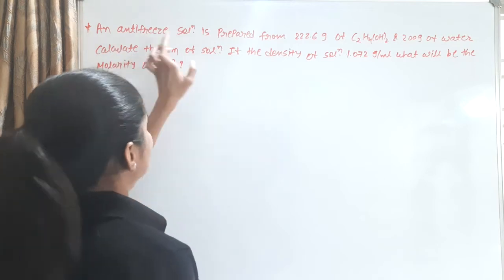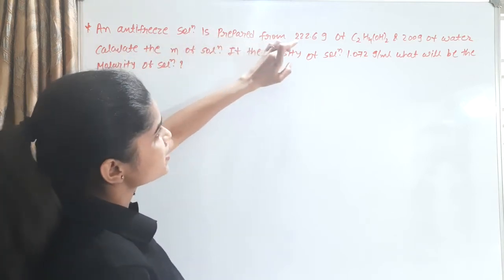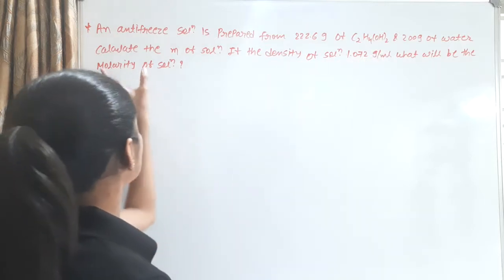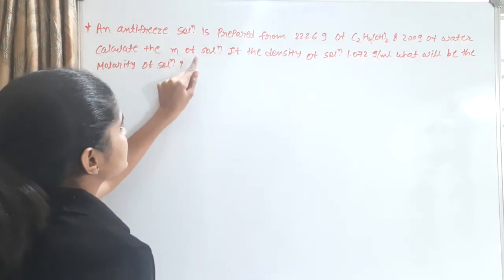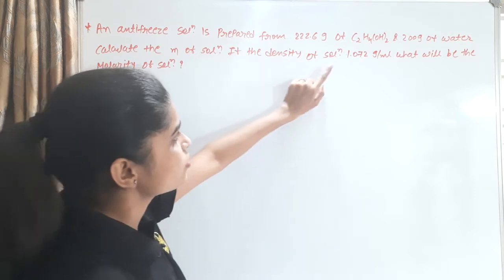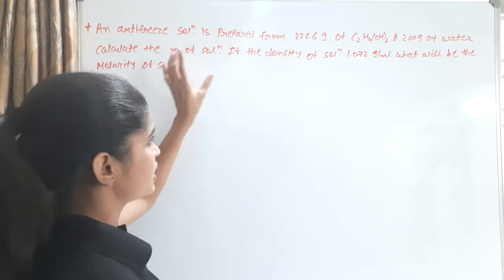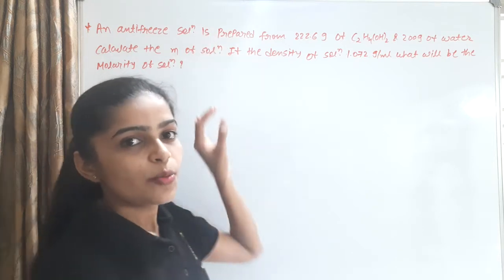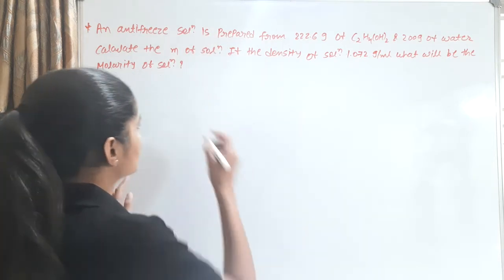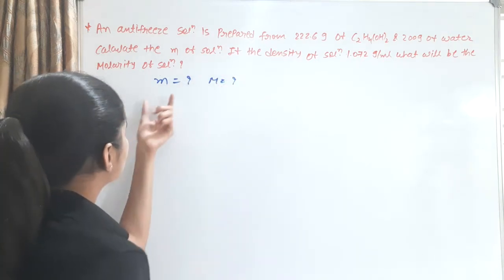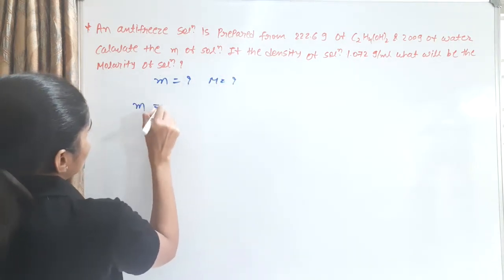Next, an antifreeze solution is prepared from 222.6 gram of ethylene glycol and 200 gram of water. Calculate the molality of the solution. If the density of the solution is given, what will be the molarity of the solution? In this question, we find out the molality and molarity. First, we find out the molality.